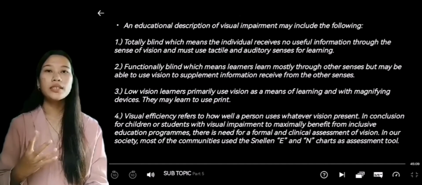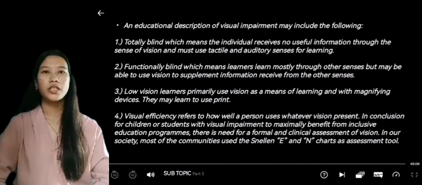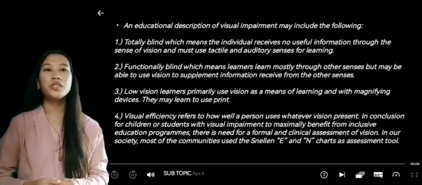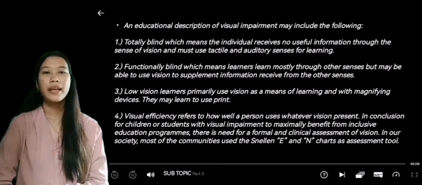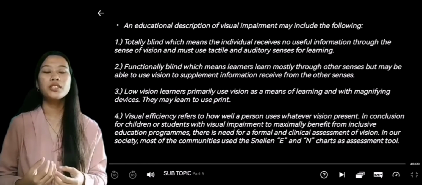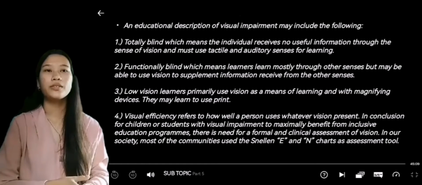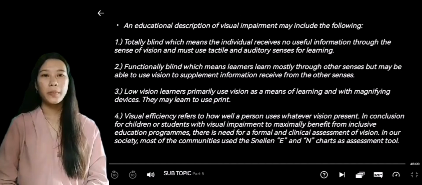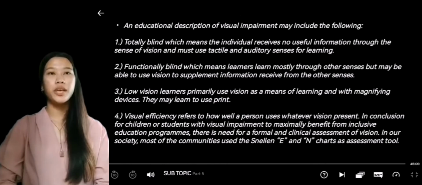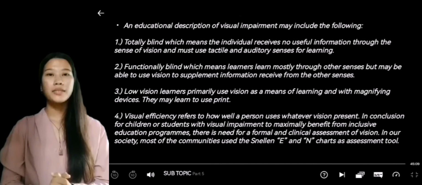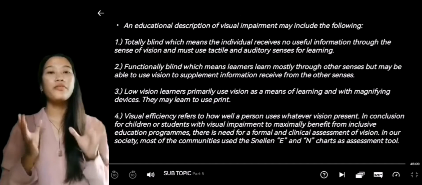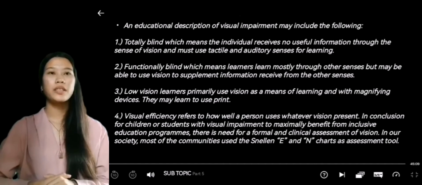So the fourth one is visual efficiency. It refers to how well a person uses whatever vision is present. This includes the ability to control eye movements, to discriminate objects from their background, and to pay attention to impairment materials. In conclusion, for children or students with visual impairment to maximally benefit from inclusive education programs, there is a need for a formal and clinical assessment of vision.